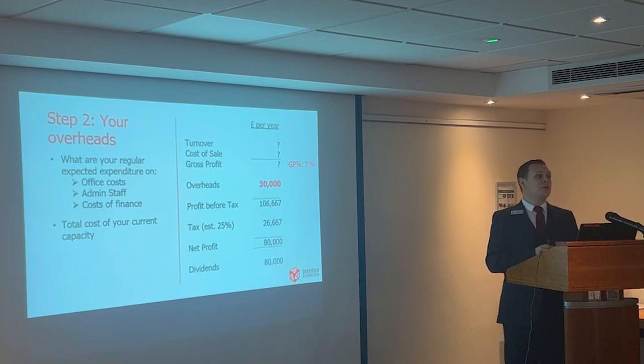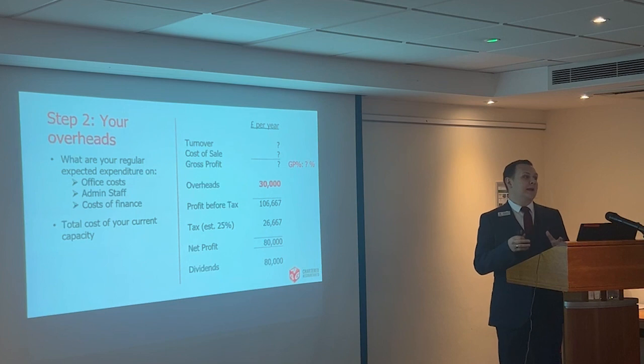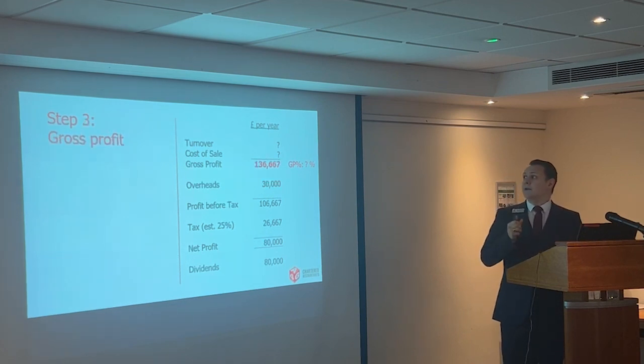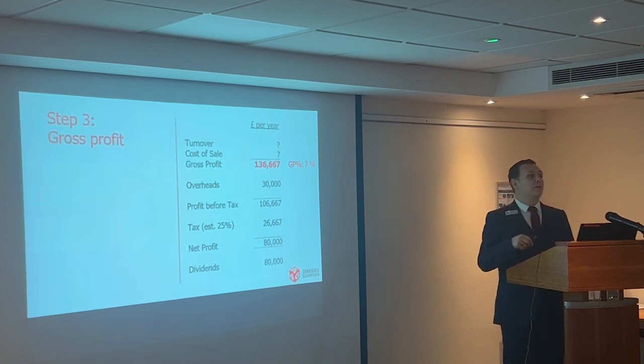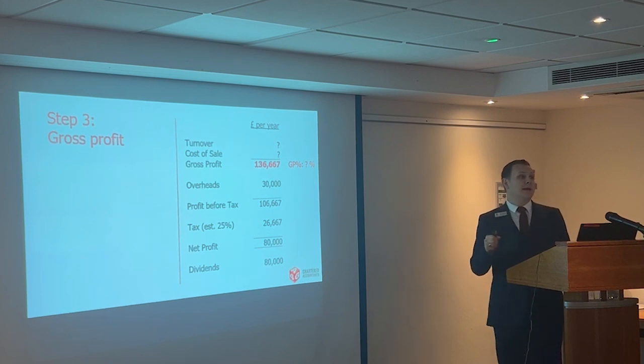In this case, we've assumed your overheads are £30,000 to run the business that you're currently running in its current state. That means we need a gross profit of £137,000 in order for the money to flow through, pay our tax, and end up with the £80,000 dividends we need to live on.